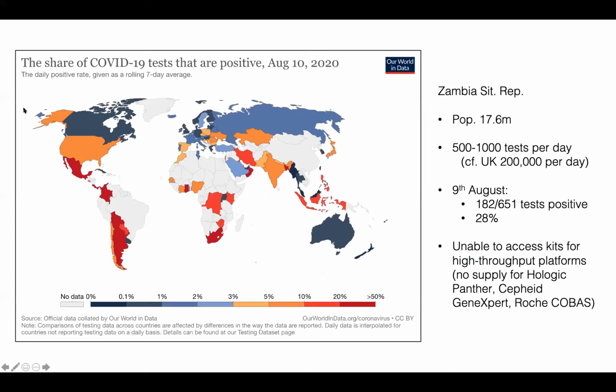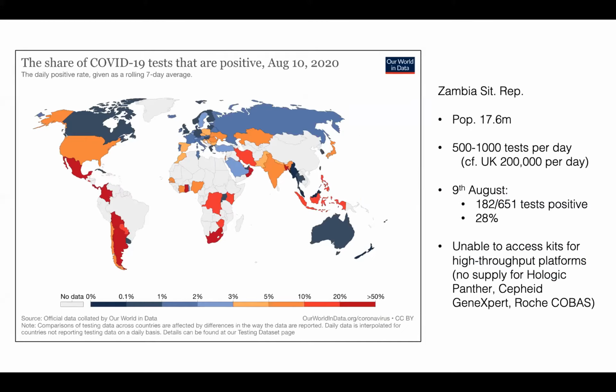And this is more on this point about testing and the lack of available resources, where you compare the capacity for Zambia, which has something like 500 to 1,000 tests per day, to the 200,000 tests a day that we're doing in the UK, more now, I think. And the fact that so many of those tests in Zambia are positive, this is out of date, but as of the 9th of August, 28% of the tests that were done were positive, suggesting huge amounts of undersampling. And you know, there is infrastructure out there for doing more tests.